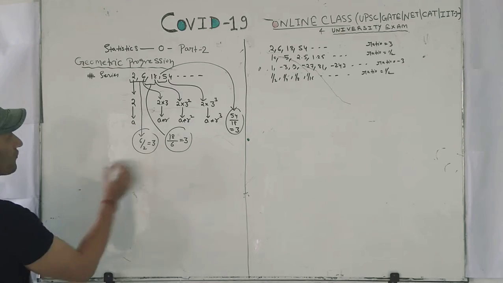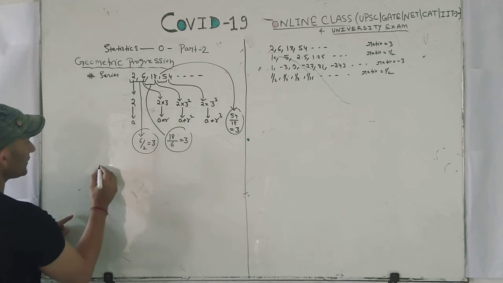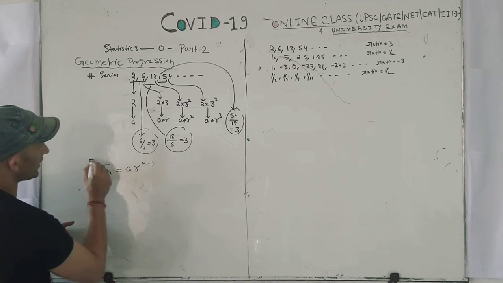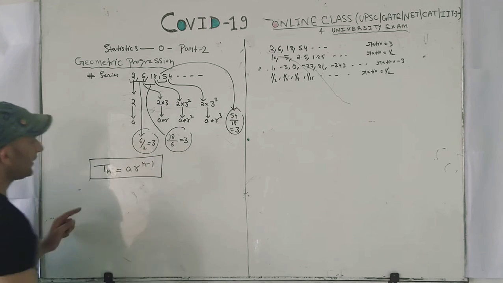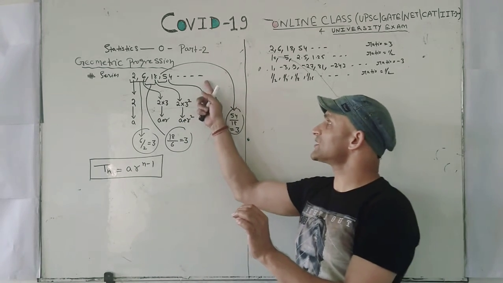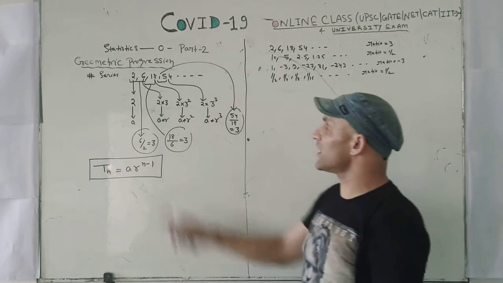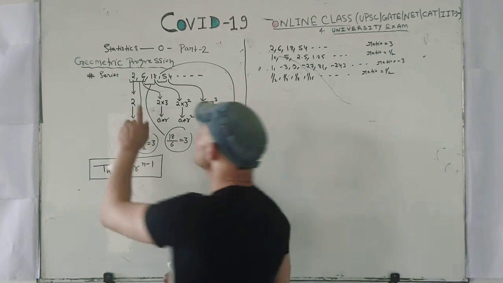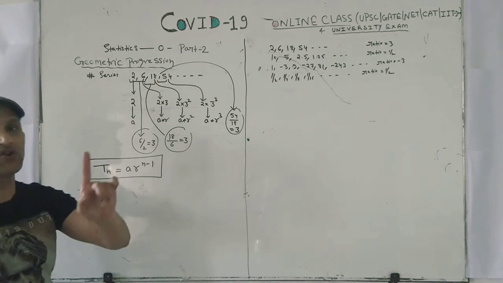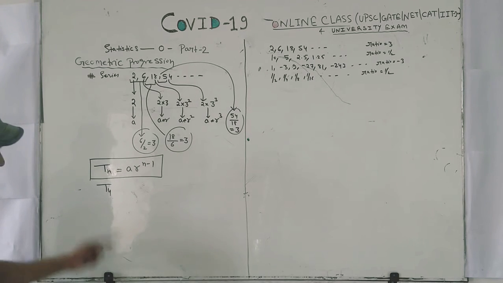So in this condition, how do we find values? We will use two formulas. The first formula is Tn is equal to A R to the power n minus 1. This formula tells us what the value is at the nth place. We will check that in this question. The first value is 2, the second value is 6, the third value is 18, and the fourth value is 54. So we will check it for the fourth value.